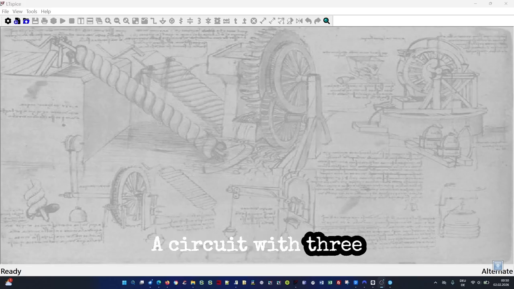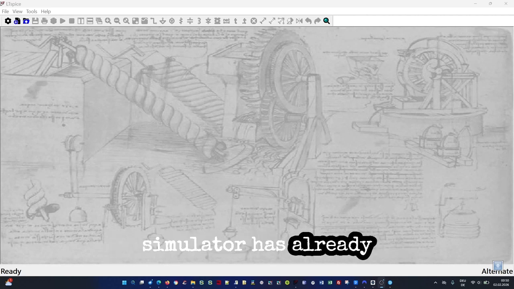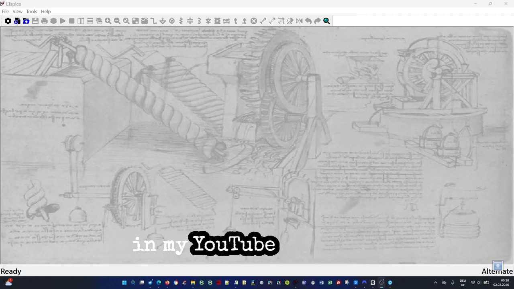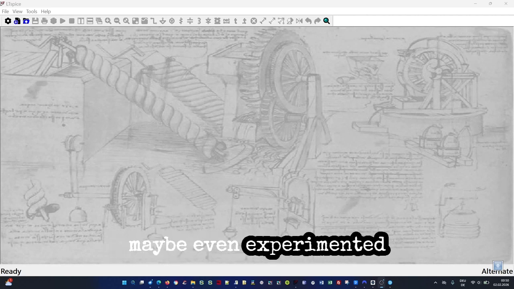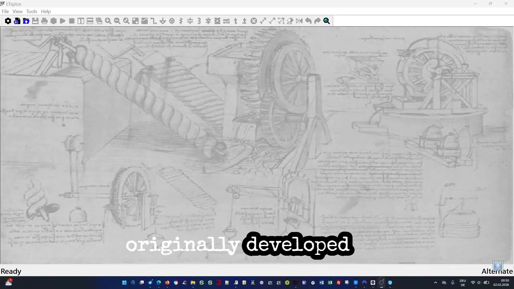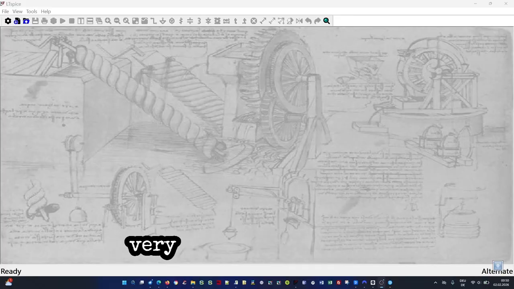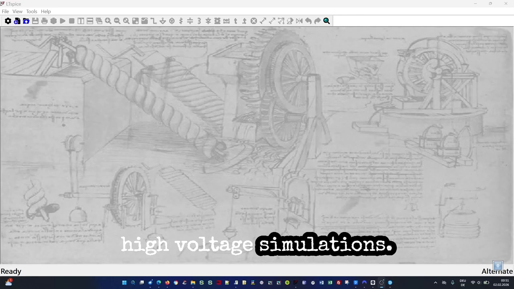A circuit with 3 nodes is to be simulated in this example. It is assumed that the LTSpice simulator has already been configured as shown in my YouTube video and maybe even experimented a little with the surface. The LTSpice simulator was originally developed for electronic simulations, but now with my models works also very well with load flow calculations and transient high voltage simulations.